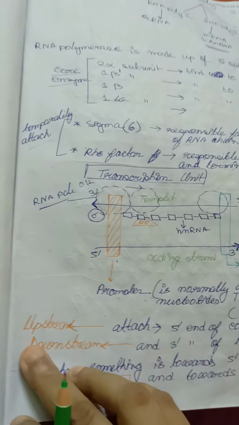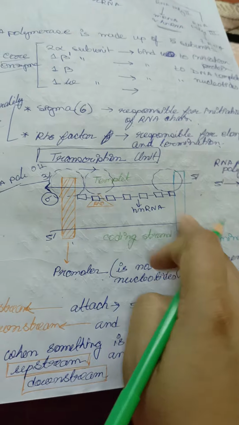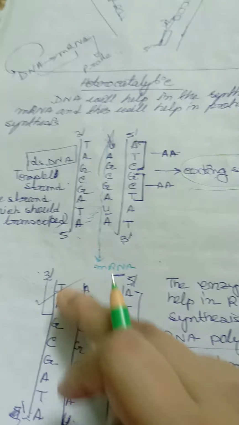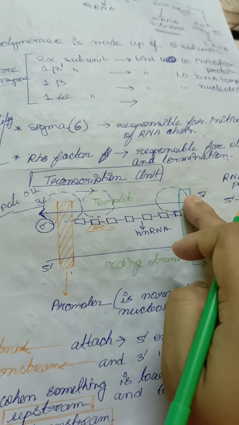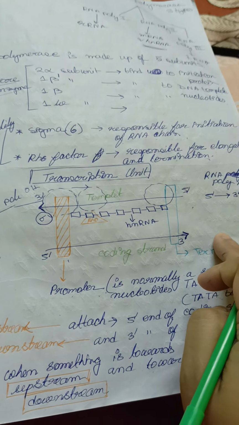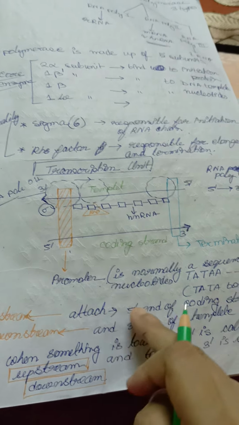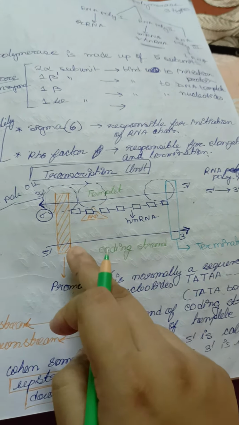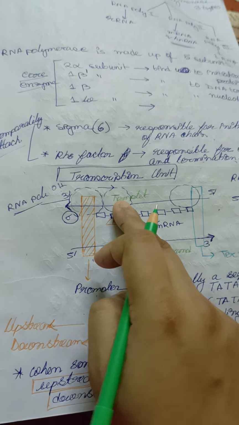So the promoter attaches to the 5' end of the coding strand. This is the coding strand, this is the template strand. As I told you, the 3' to 5' is the template strand, and the 5' to 3' is the coding strand. So the promoter attaches to the 5' end of the coding strand and the 3' end of the template strand.